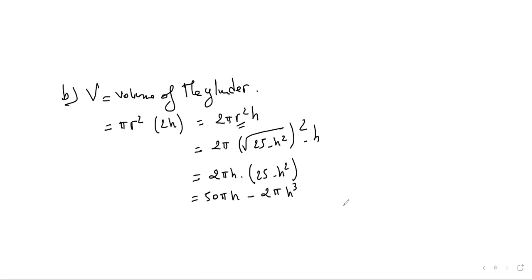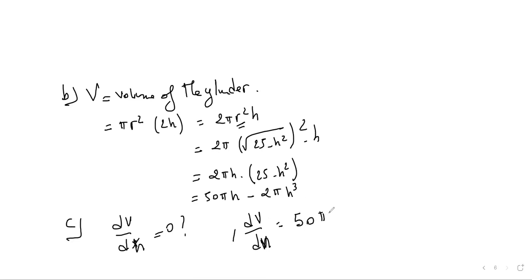Find the value of h for which there is a stationary value of V. Whenever they ask you to get the value for stationary points, you just need to get the derivative dV/dh, and then solve dV/dh equal to 0. So I'm looking for the values of h for which dV/dh is equal to 0. The first thing I need is dV/dh, so I need to differentiate this expression. The derivative is 50 pi minus 2 pi times 3h to the power of 2, so 6 pi h squared. This is the derivative.